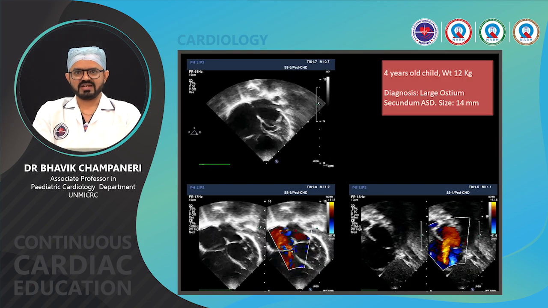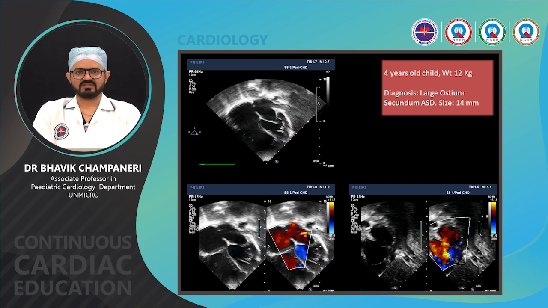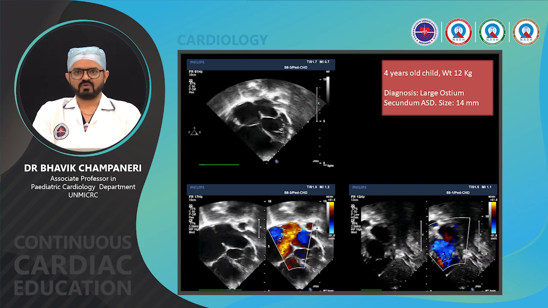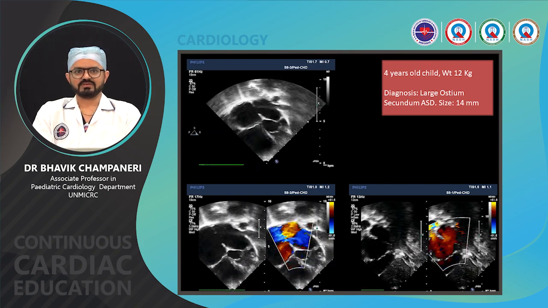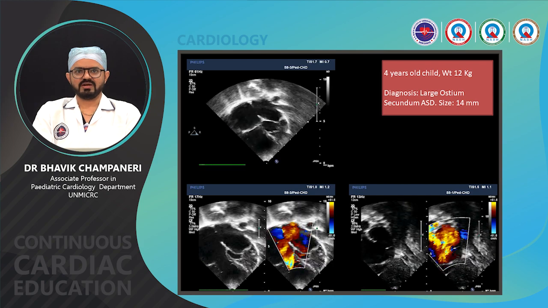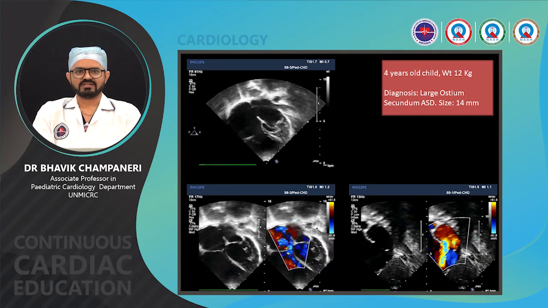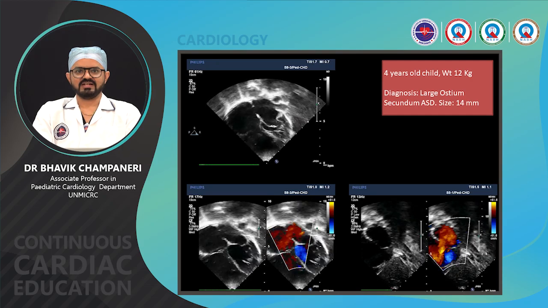It's a 4-year-old child, weight is 12 kilo, diagnosed to have large ostium secundum ASD, and the size measured was 14 mm. Here you can see the defect in a 4-chamber. So here this is your mitral rim, and opposite of mitral rim is your posterior rim. So in this patient your mitral rim and posterior rim is adequate. Again you can see right atrium and right ventricles are dilated, ASD is exclusive left to right.